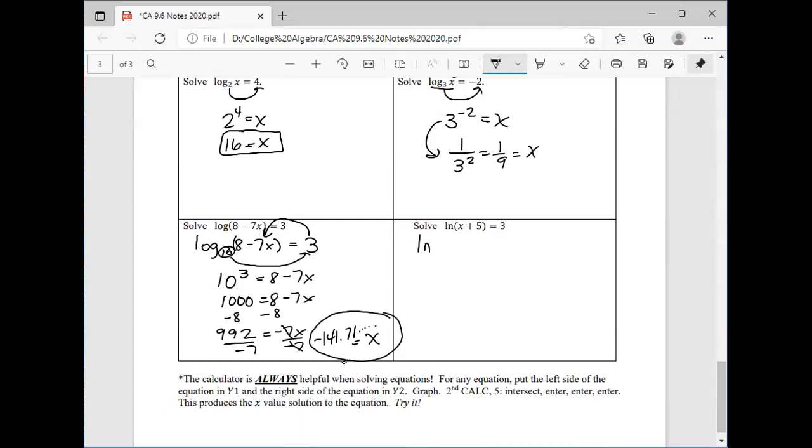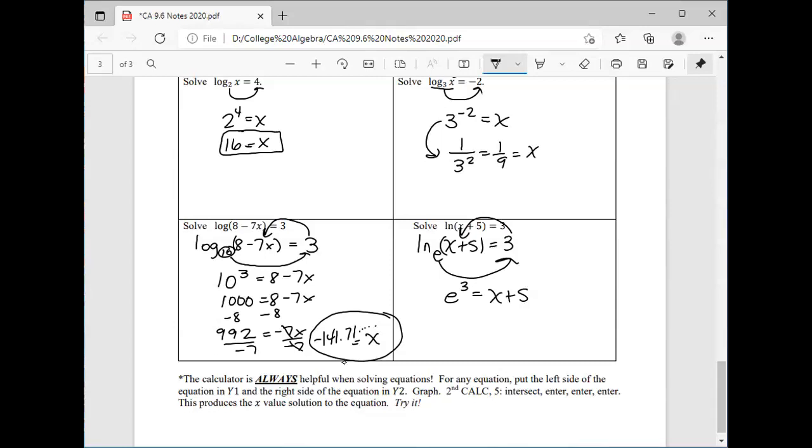I don't see my little subscript down here, but I know this is an e because it's natural log of x plus 5 is equal to 3. So I'm going to write it as an exponent. I'm going to say e to the third is equal to x plus 5.